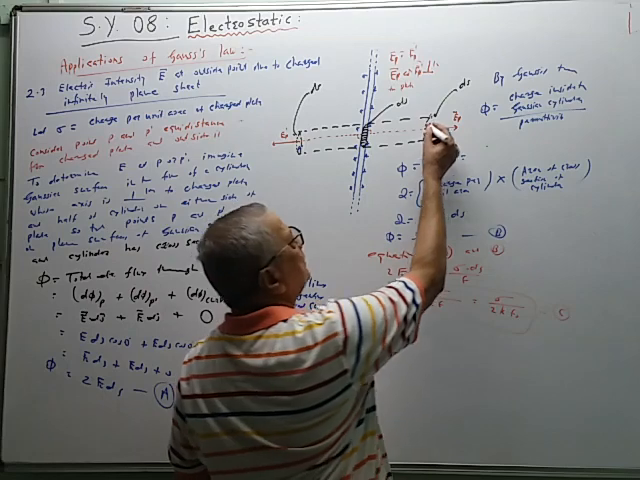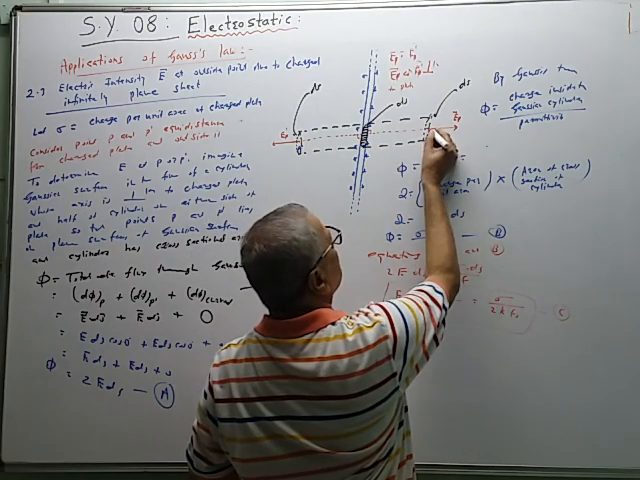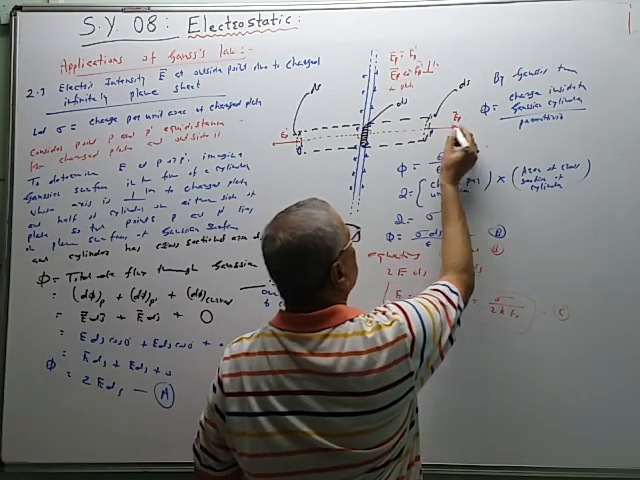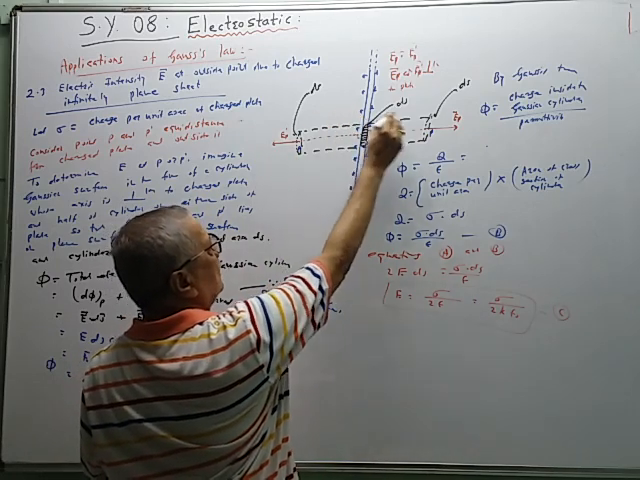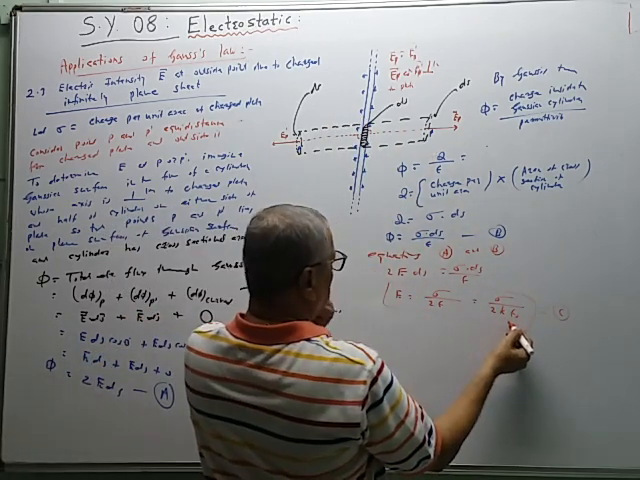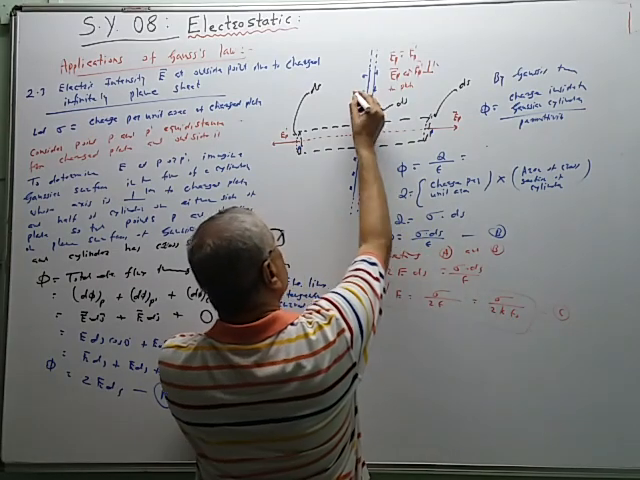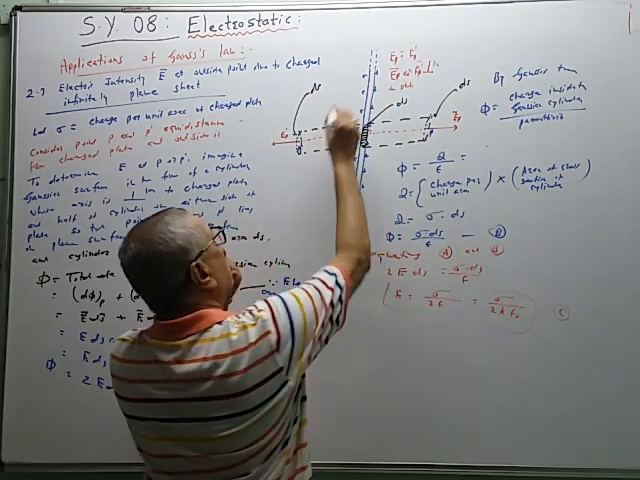So at point P, outside the cylinder, the intensity is directed normally away because it is a positive charge, and the magnitude is given by sigma upon 2 k epsilon naught, where sigma is the surface charge density.